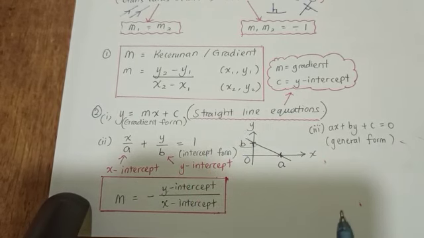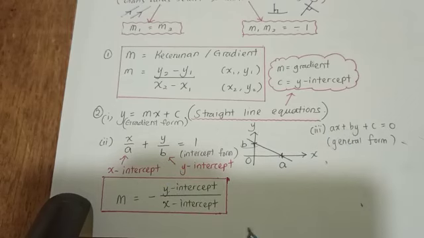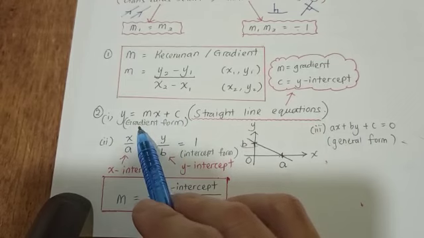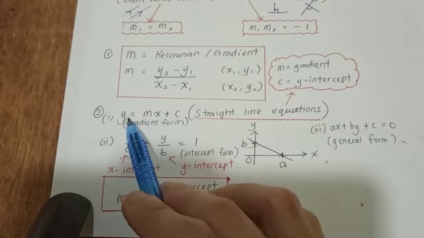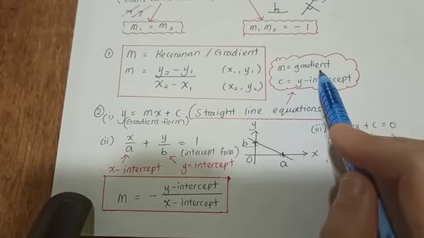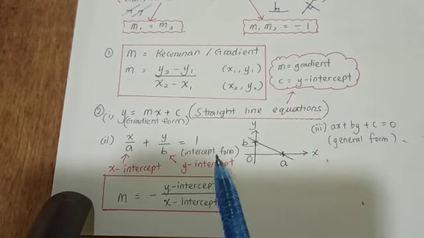And then we have straight line equations. How many types of straight line equations do we have? We have 3 kinds of straight line equations. The first kind, yang paling biasa, the common one, gradient form, y equals mx plus c, whereby m is gradient, c is y-intercept. This one we already learned in linear law, chapter 6.